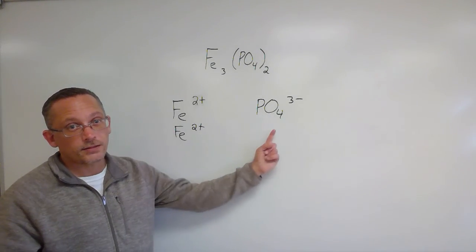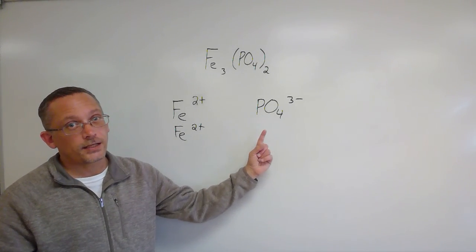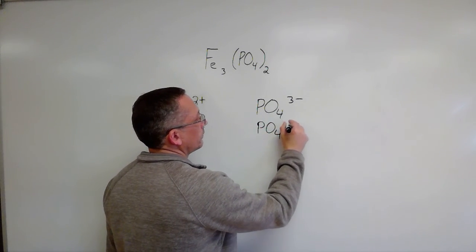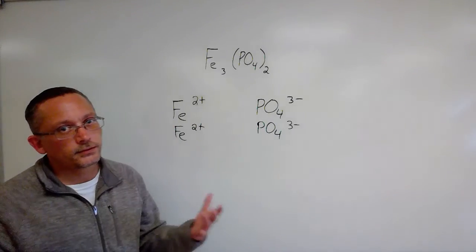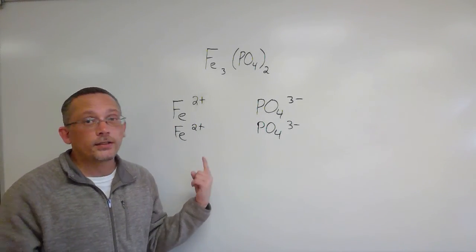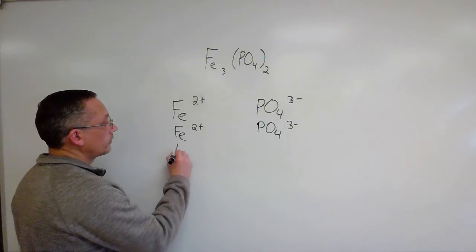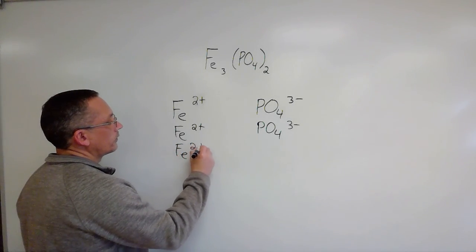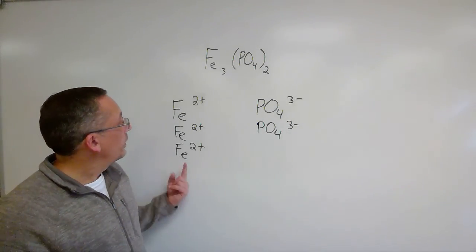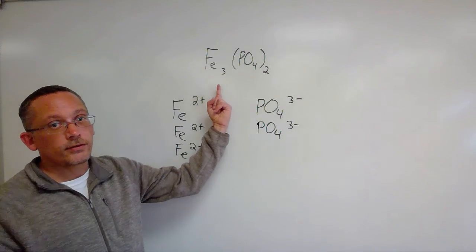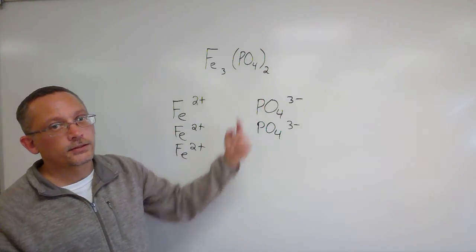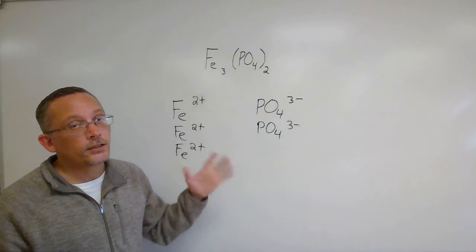This is 4 positives and this is 3 negatives. Let's add another one of these. Still doesn't balance. That's 6 negatives and 4 positives. But if we add one more of these, then it's 6 and 6, they balance. So now there's 3 irons. Look at this, Fe3, and there's 2 phosphates. So this iron must be iron 2.